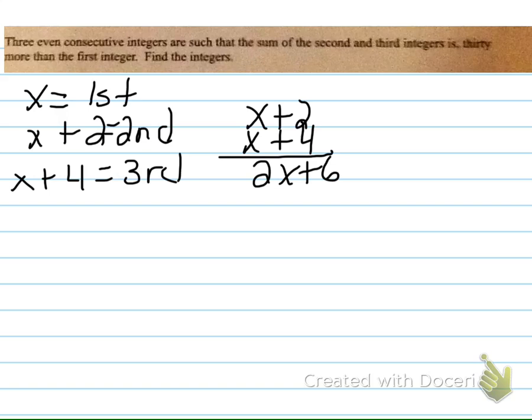And then it says that the sum of the second and third integers is 30 more than the first. And by the way, the word "is" is a huge clue to put an equal sign in there. And it has been for every problem I've done so far. Is 30 more than the first integer. So here's the first integer, 30 more than the first integer.